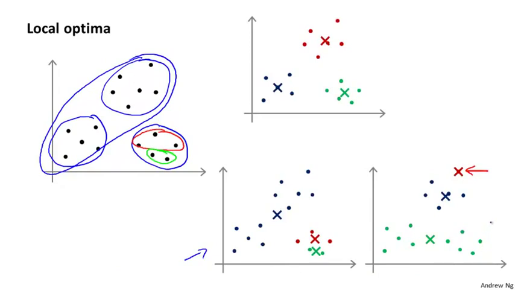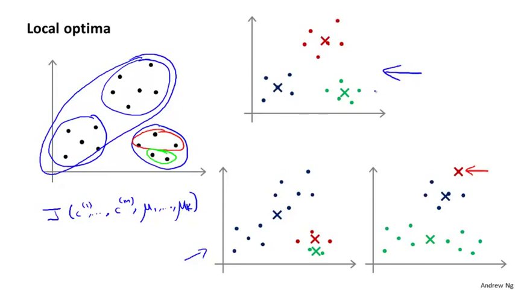And the term local optima, by the way, refers to local optima of this distortion function J. What these local optima correspond to is really solutions where k-means has gotten stuck at a local optimum and is not doing a very good job minimizing this distortion function J. So if you're worried about k-means getting stuck in local optima, if you want to increase the odds of k-means finding the best possible clustering like that shown on top here, what we can do is try multiple random initializations.